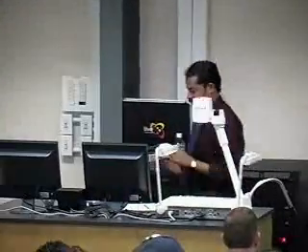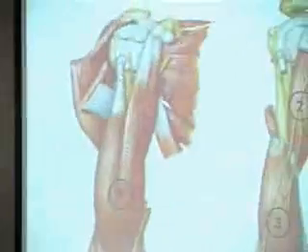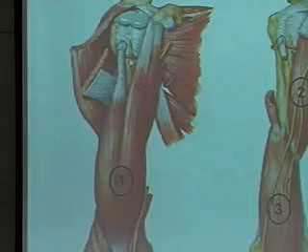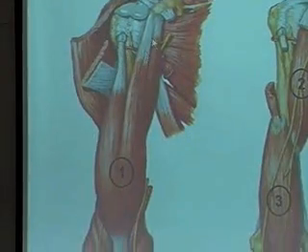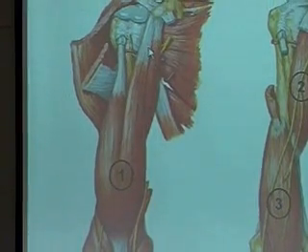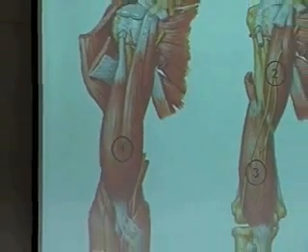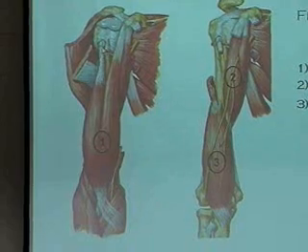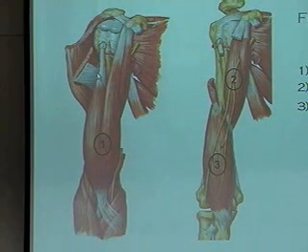2 heads. What are the 2 heads? We have a long head and short head. The one that is lateral is a long head. The one that is medial is a short head. Now you must be thinking, in this picture, this is longer than this. Then why are we calling this long head?